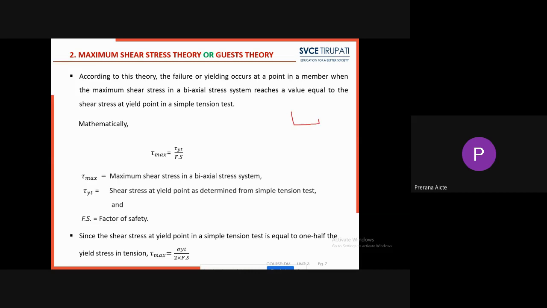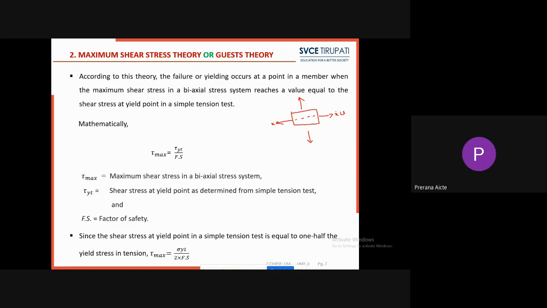Here is my specimen. It is along the x-axis, along the y-axis. This is my body. Along the x-axis, if deformation occurs, the strain is called linear strain or longitudinal strain. Yes or no? Yes, sir.